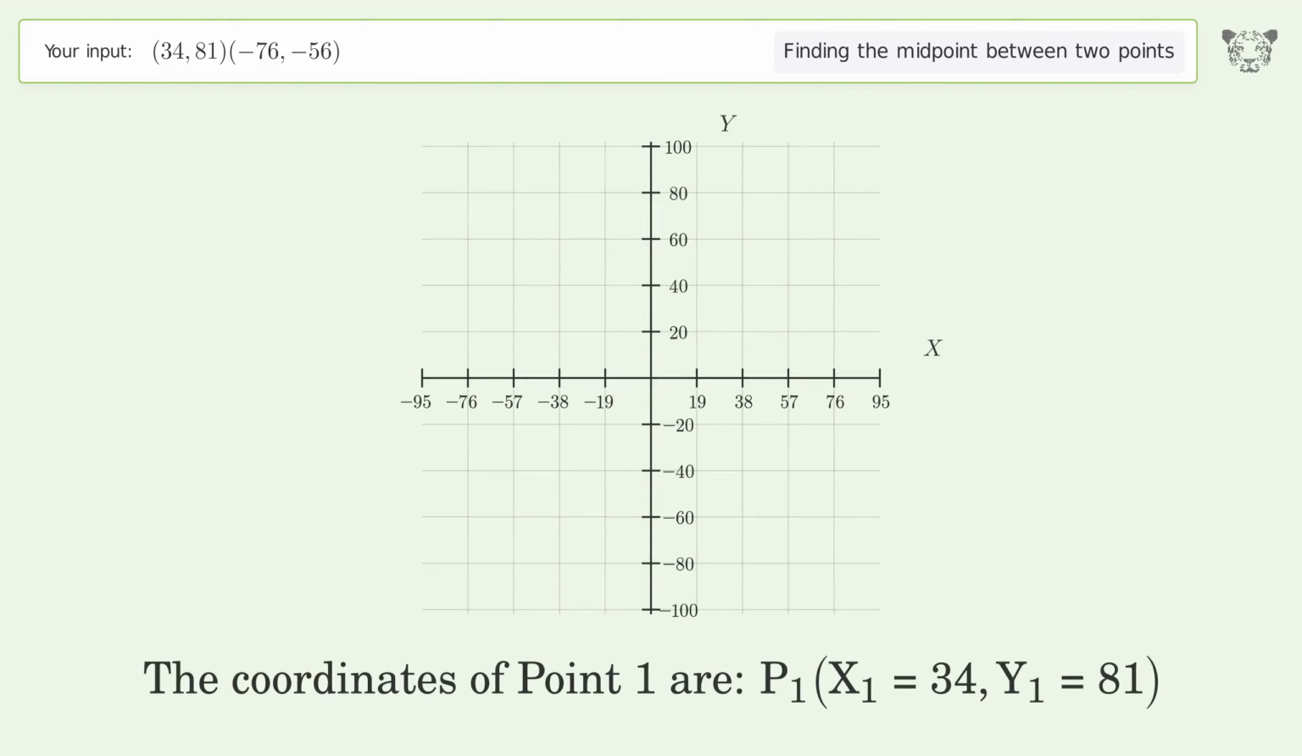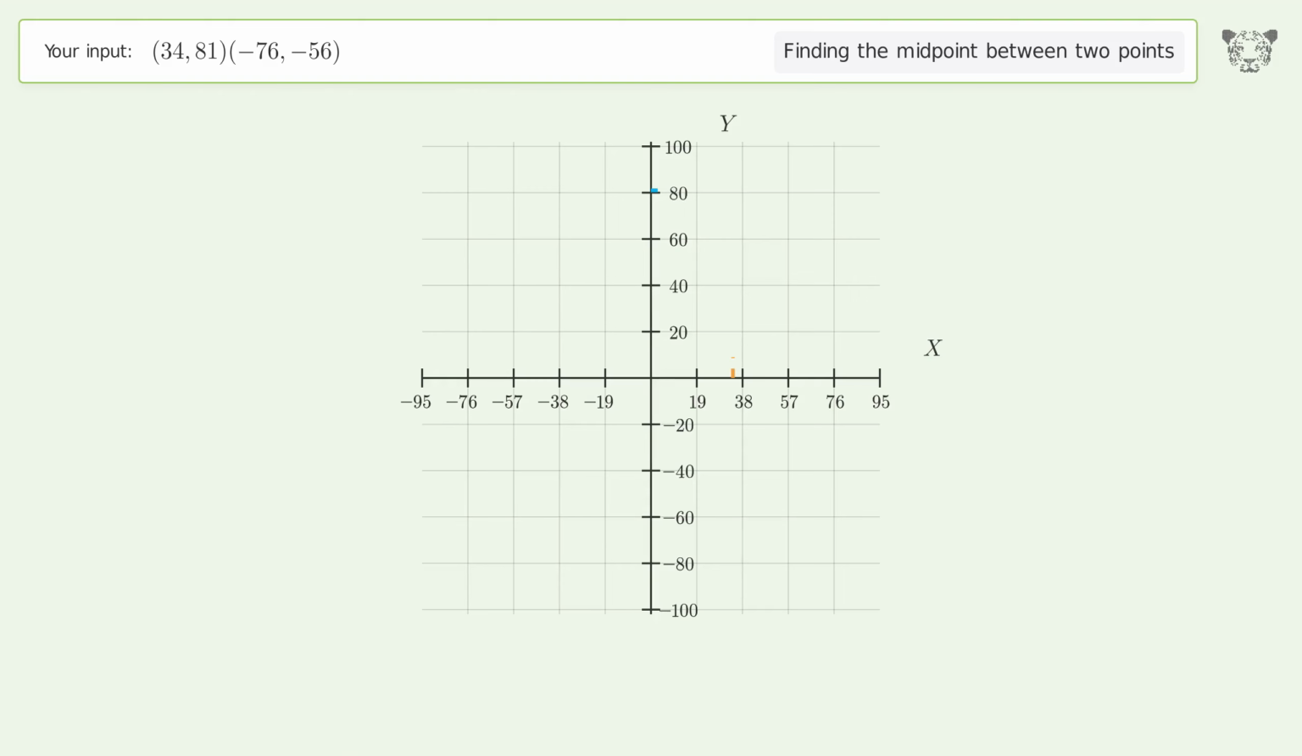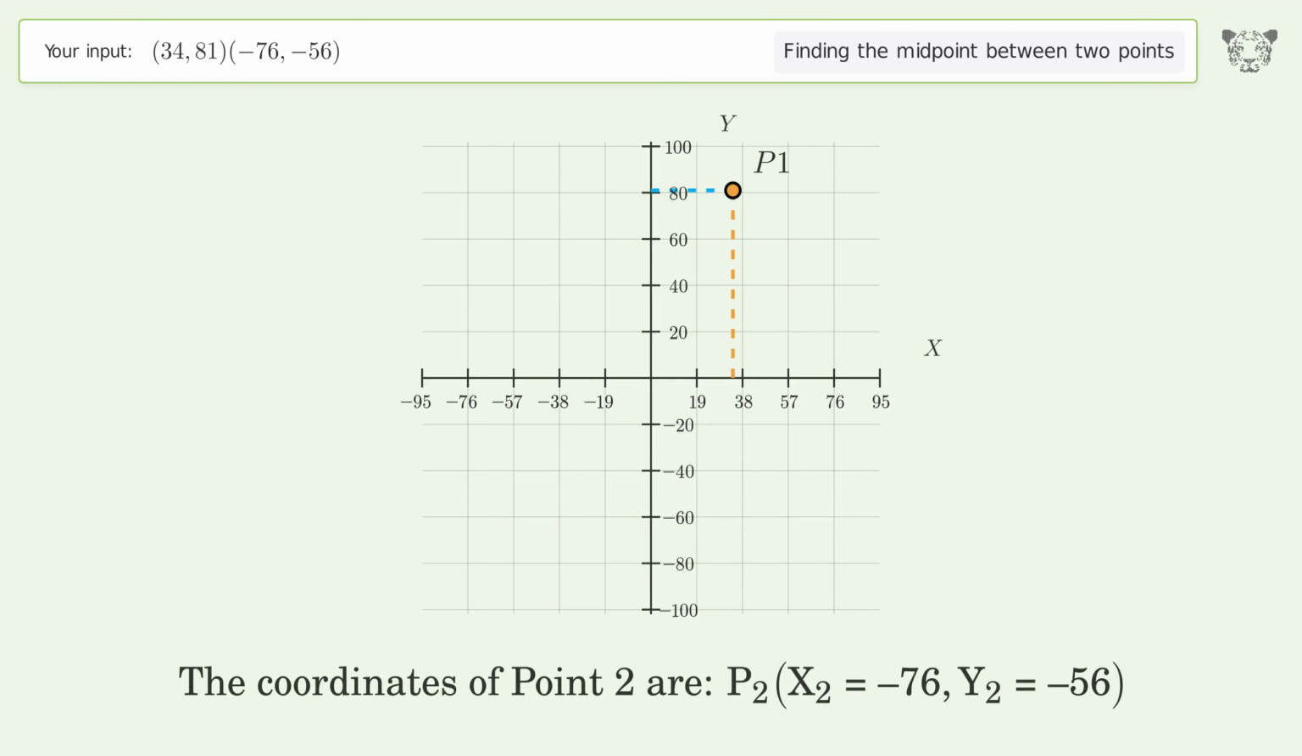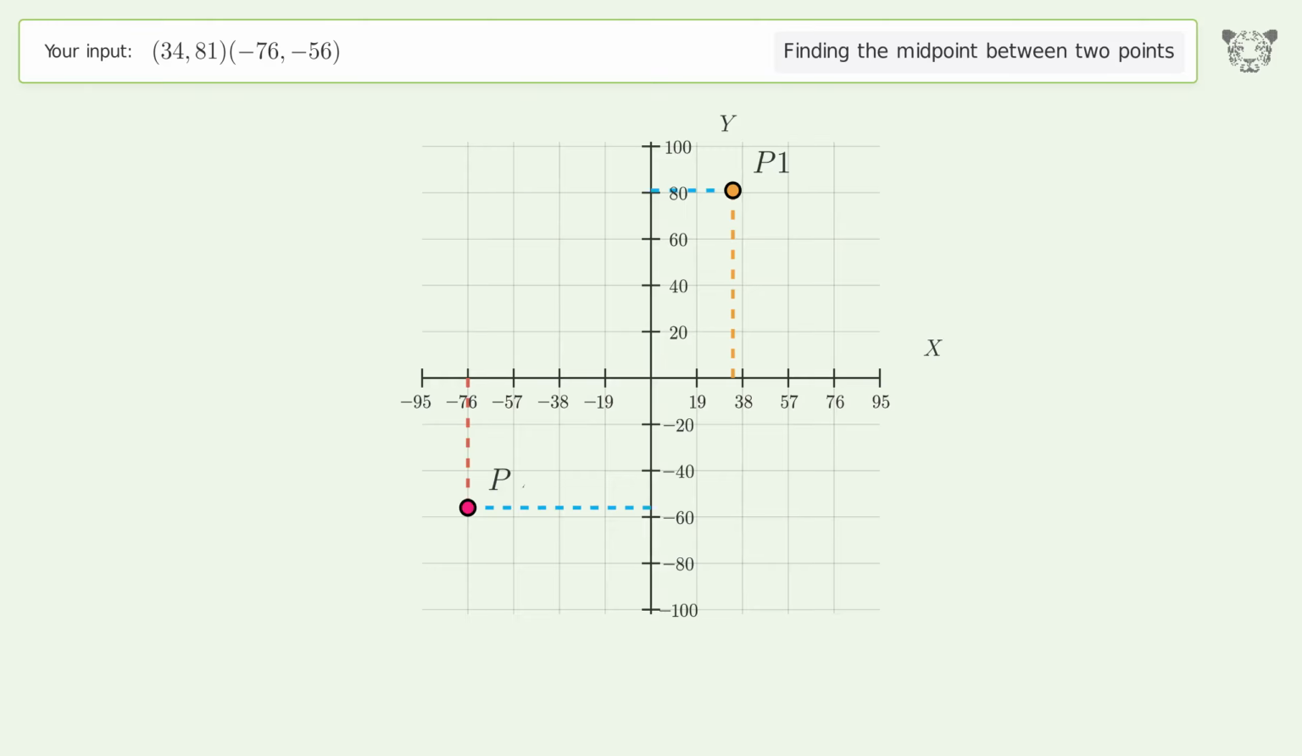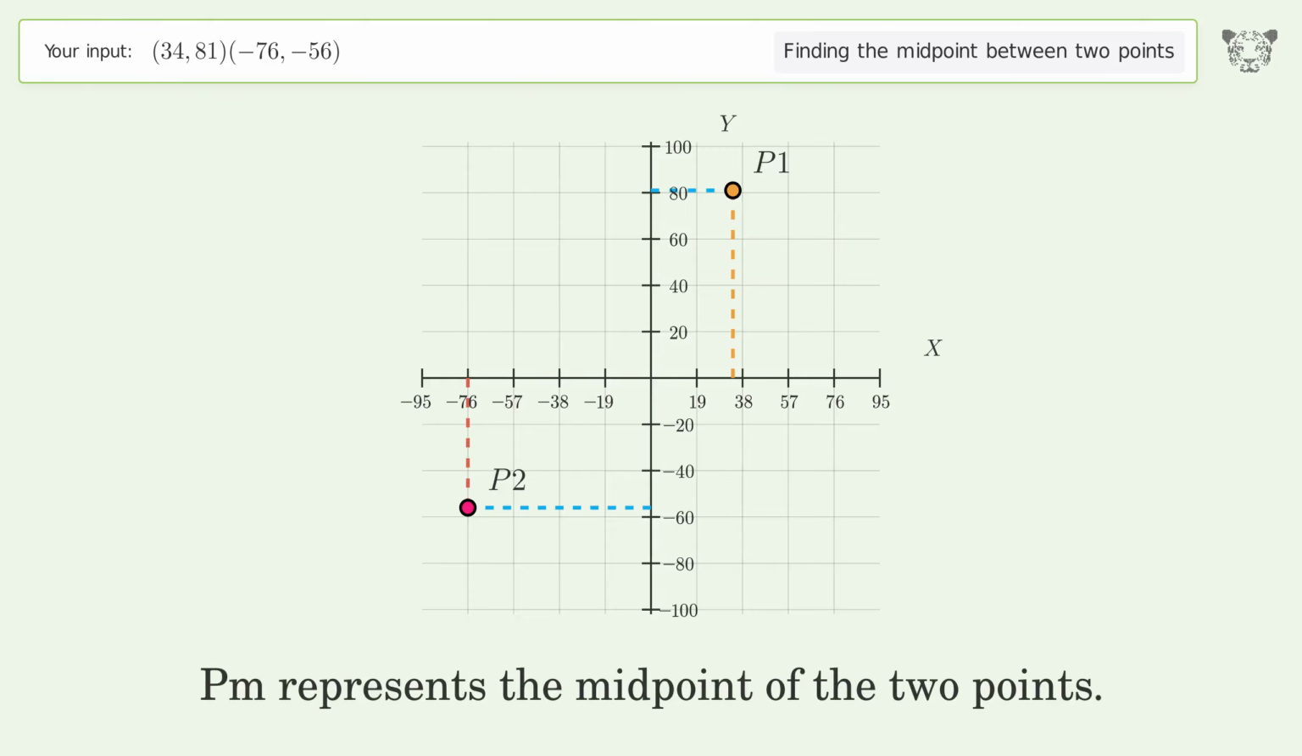The coordinates of point 1 are, x1 equals 34, y1 equals 81. The coordinates of point 2 are, x2 equals -76, y2 equals -56. PM represents the midpoint of the 2 points.